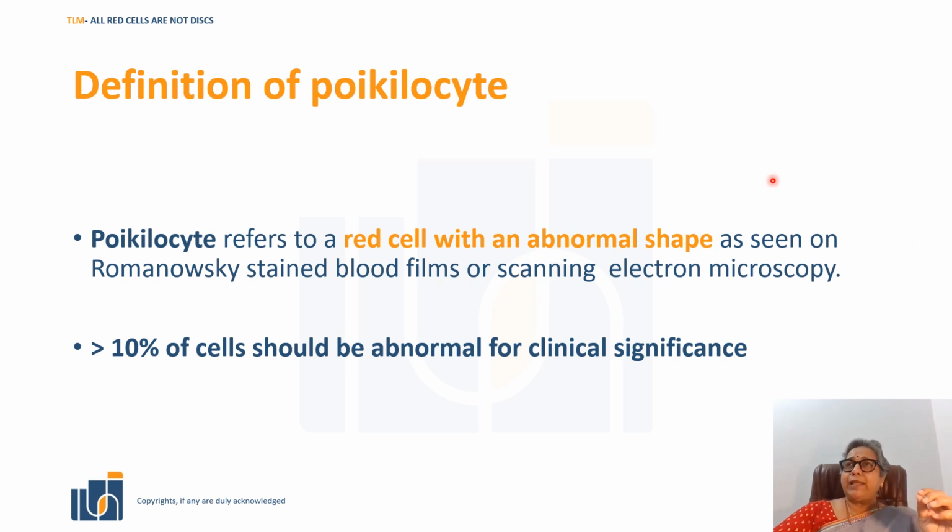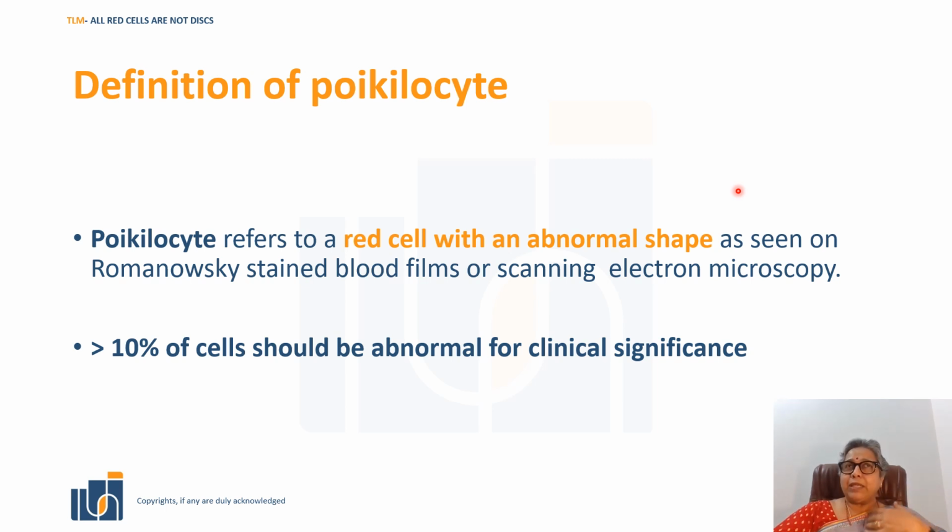But what are those red cells which are not discs? They are called poikilocytes. And how do we define a poikilocyte? It refers to a red cell with an abnormal shape, as seen on either a well-stained Romanowsky stain smear or on scanning electron microscopy.